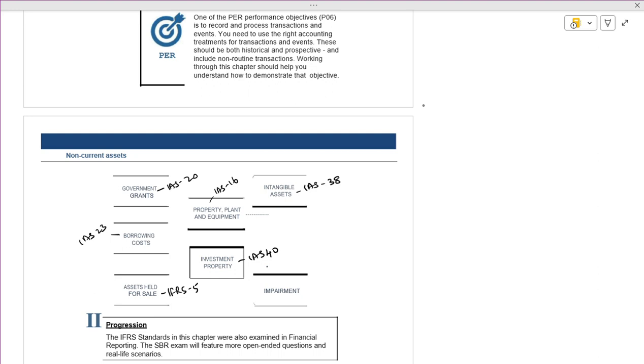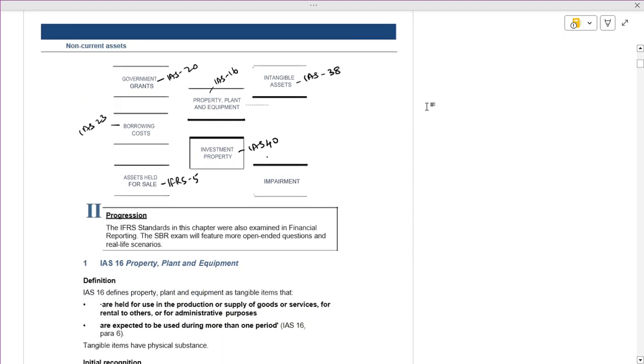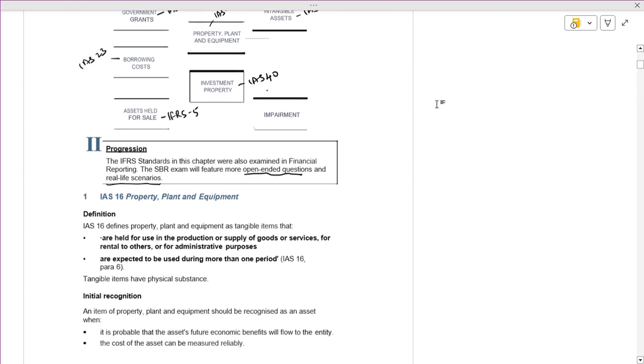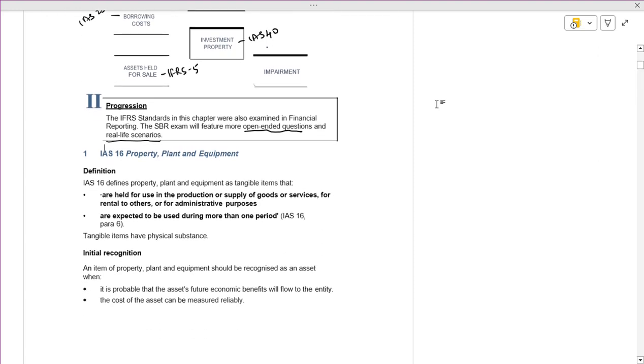See, people who have already done financial reporting, this has been examined. If you go through my lectures of financial reporting, it has been mentioned there. Okay, the SBR will have more open-ended questions, definitely, and they will say it is real-life scenarios. Now, very specifically, concepts are very important. If we are missing one clause, one rule, one guideline, definitely it will be very difficult to carry forward.